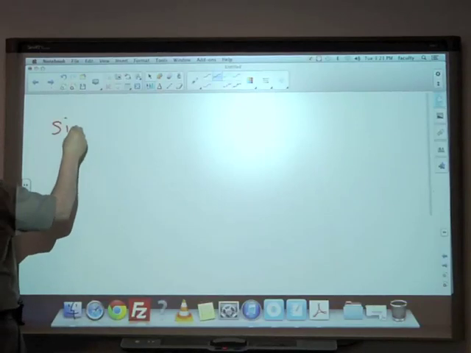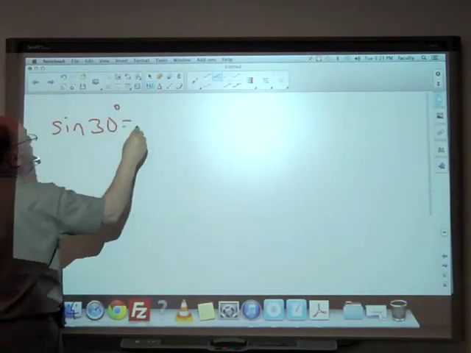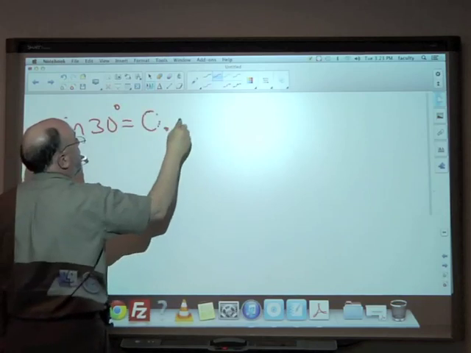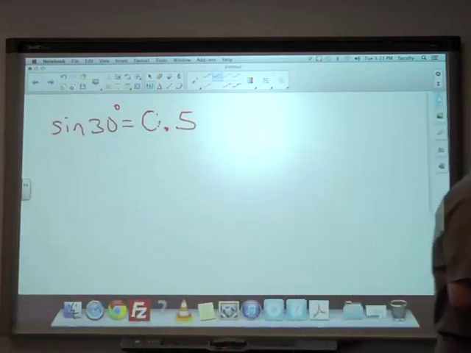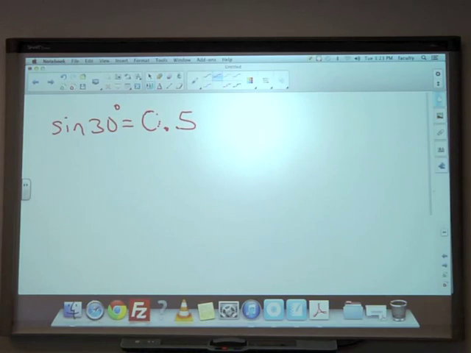Did you push the degrees key? No. You ought to be getting 0.5. If you're not, you're in the wrong mode. I should make sure my calculator is functioning in radian or degrees. Given my angle is in degrees, it should be in degree mode. If you do the sine of 30, you ought to be getting 0.5. If you're not, you're probably in the wrong mode.